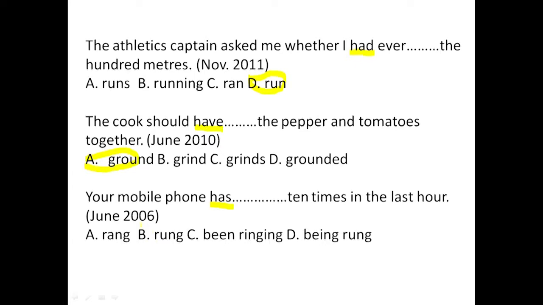Option C is our answer. Your mobile phone has been ringing 10 times is wrong. Why? Ten times cannot go with been ringing. Of course, we cannot use has with B-E-I-N-G. We have to use has with B-E-E-N. So D is wrong for that reason. So option C is our answer.